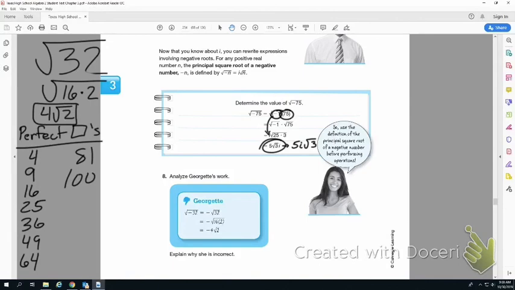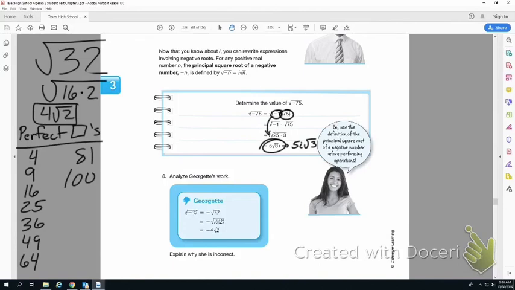Looking down at Georgette's work over here. What did they do wrong on this? The 4 is not supposed to be negative. Okay, what's the 4 supposed to be? It wants to be positive. Okay, what else though? What? 4i. Okay, it's supposed to be 4i.